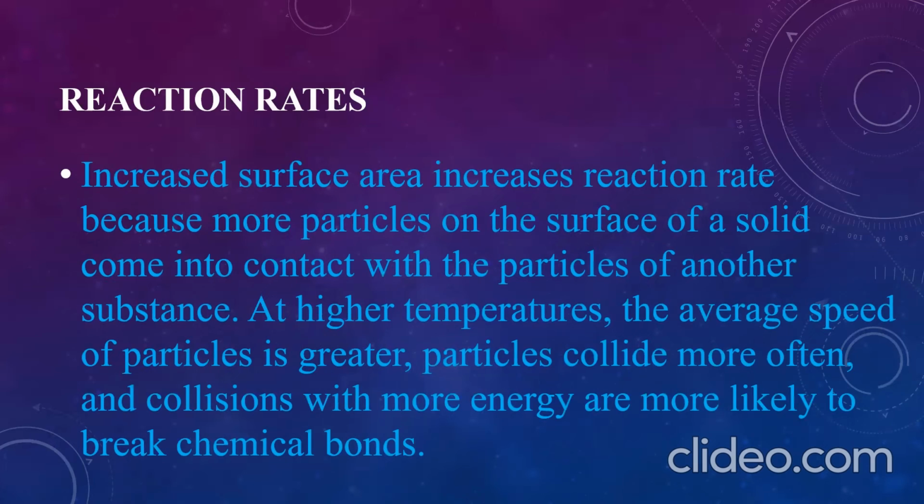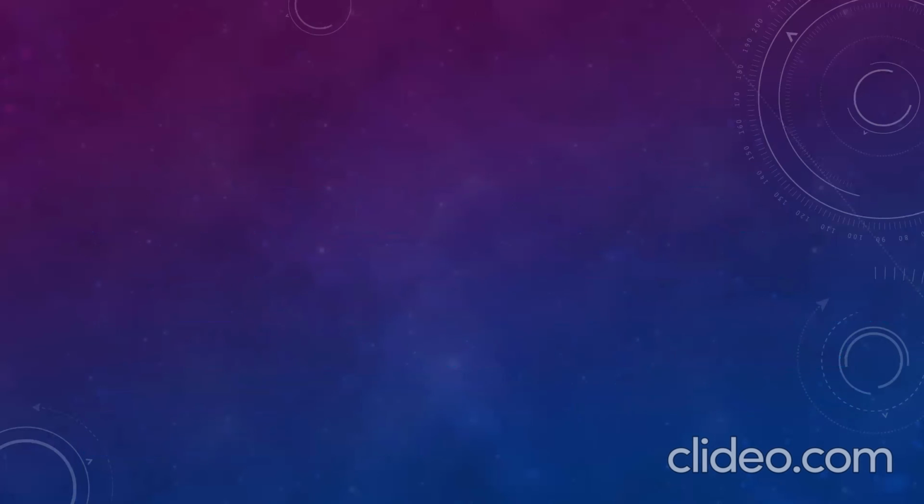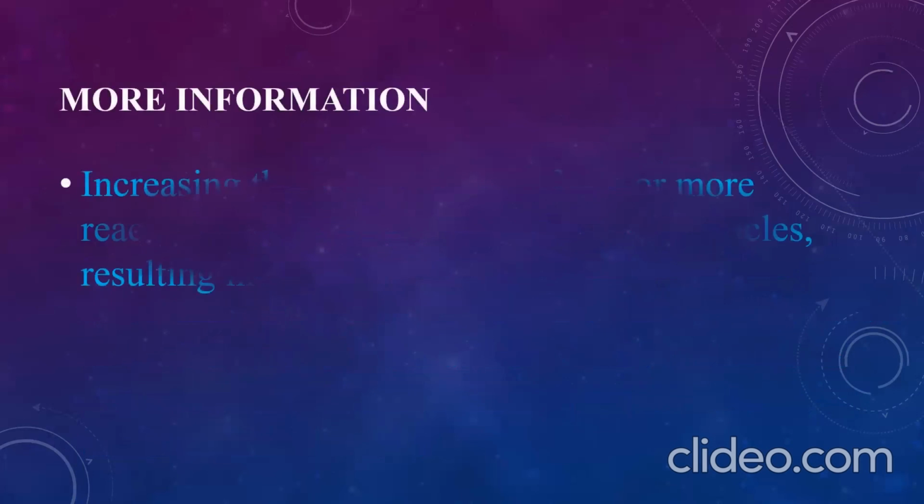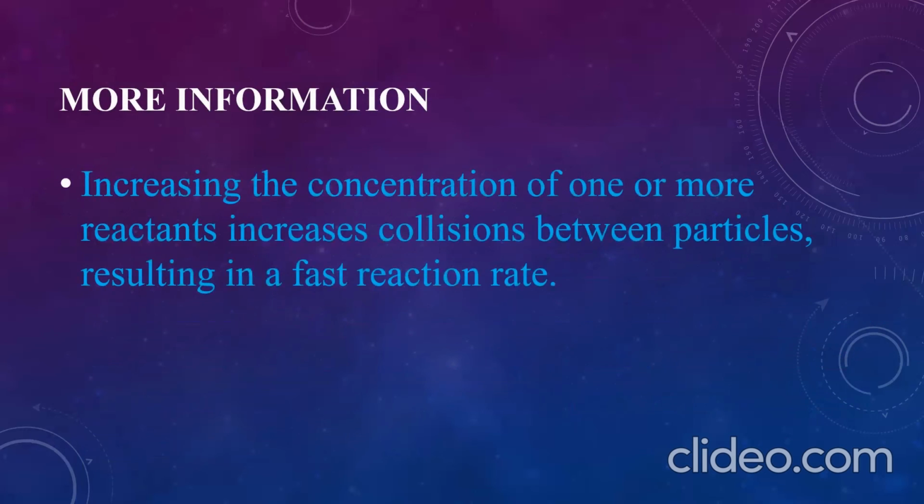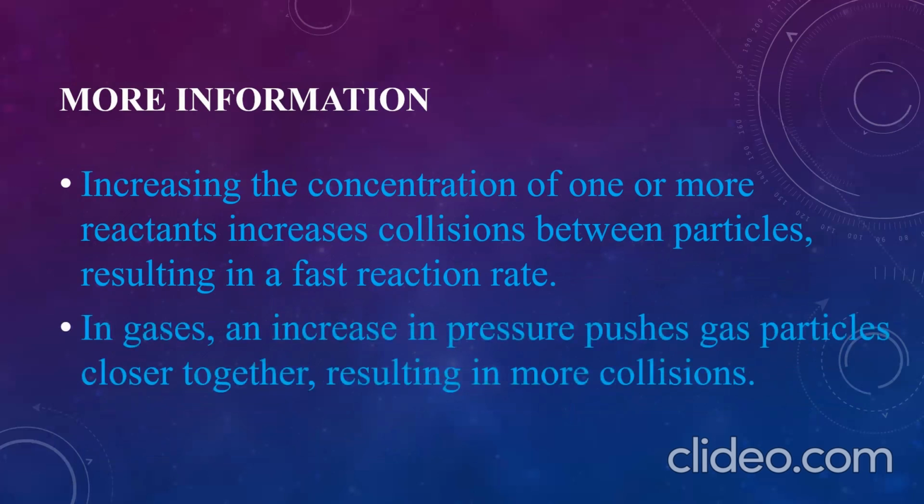At a higher temperature, the average speed of particles is greater, so the particles collide more often, and collisions have more energy and are more likely to break the chemical bonds. We have more information: increasing the concentration of one or more reactants increases the collisions between the particles, resulting in a faster reaction rate. In gases, an increase in pressure pushes the gas particles closer together, resulting in more collisions.